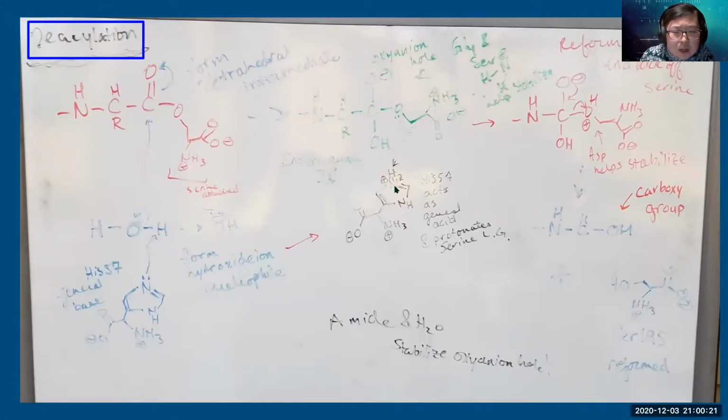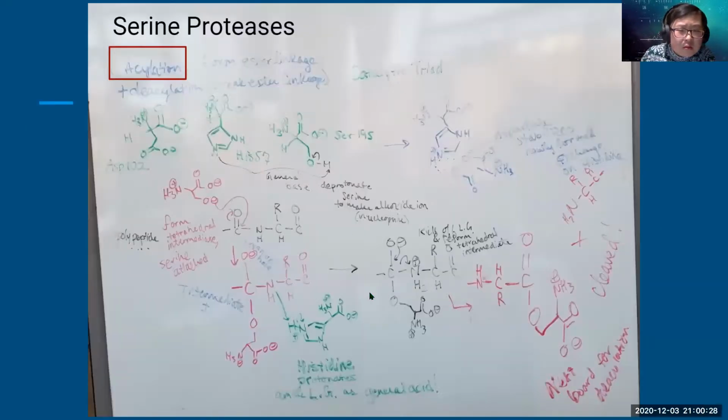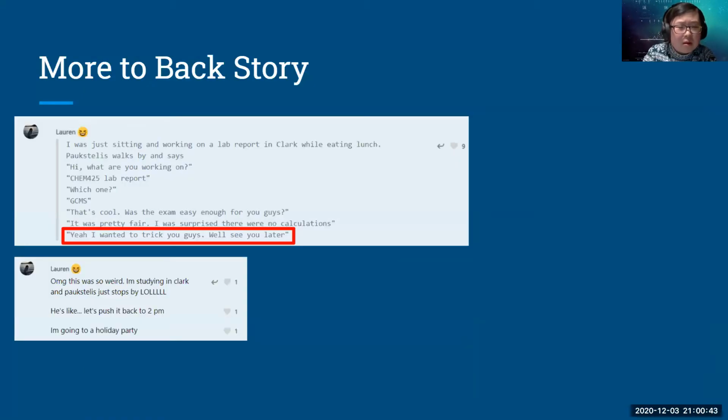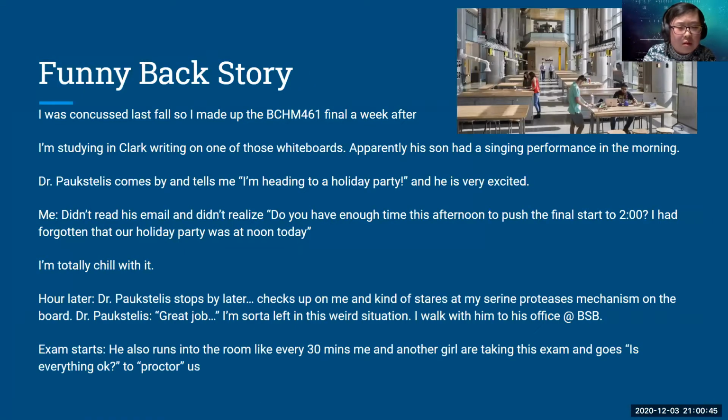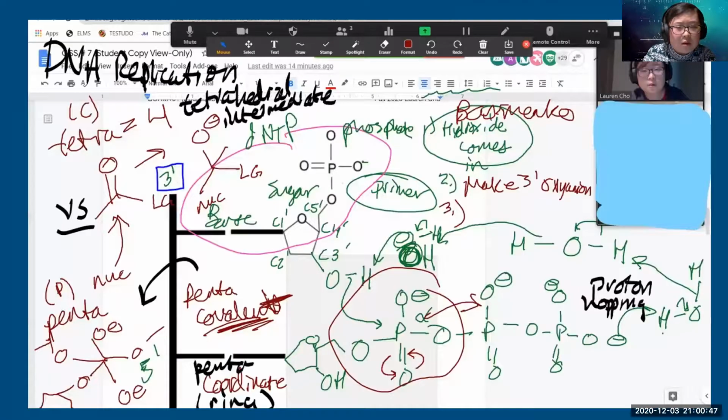For instance, right here it shouldn't be NH2, it should just be NH+. And I think I said you form alkoxide, which is just the O-, by the way. And I think I said reform tetrahedral intermediate, but that should be carbonyl. I think there was something else maybe, but I don't remember.